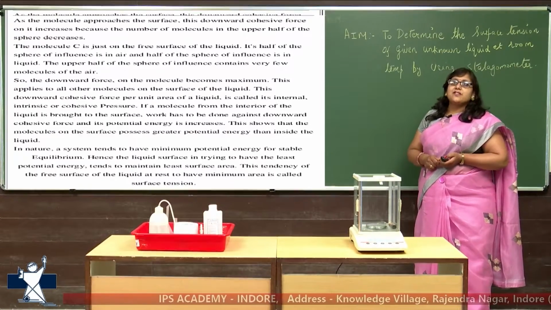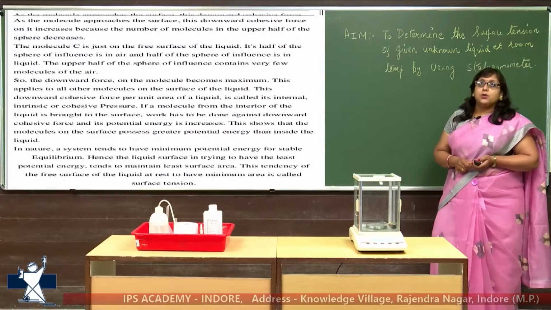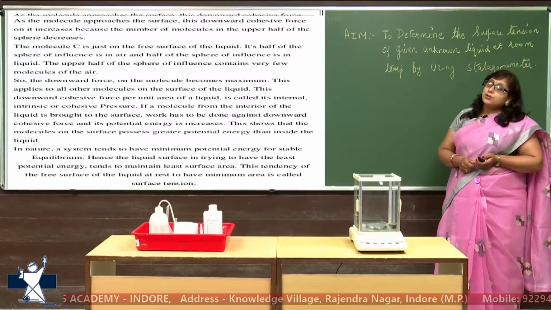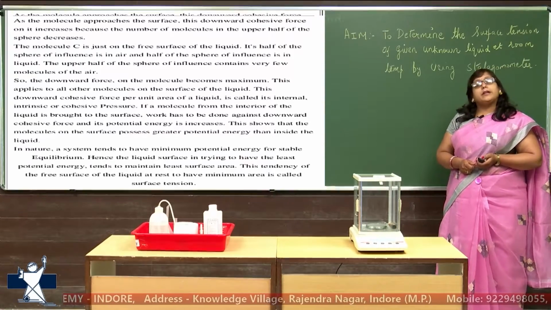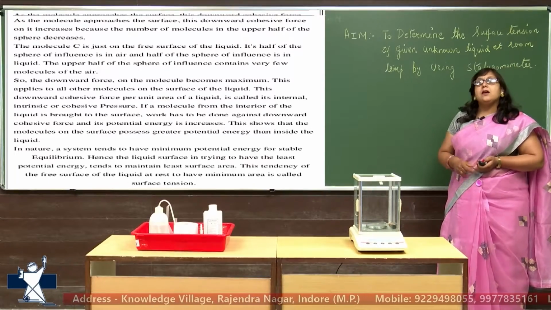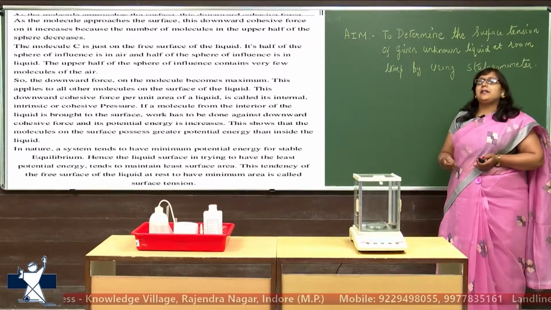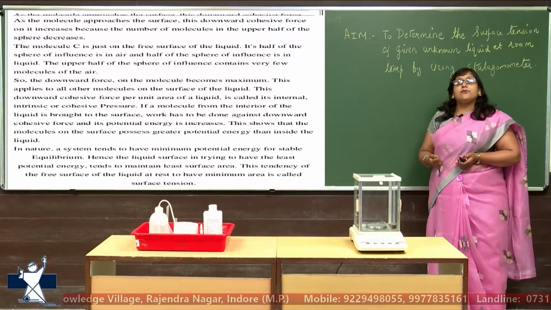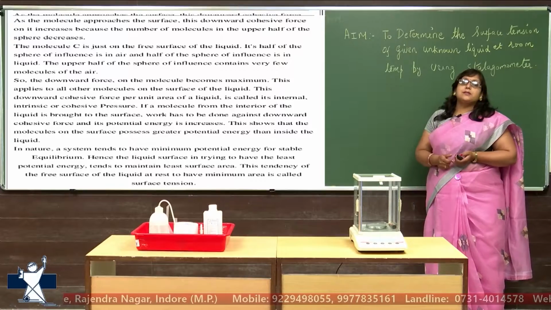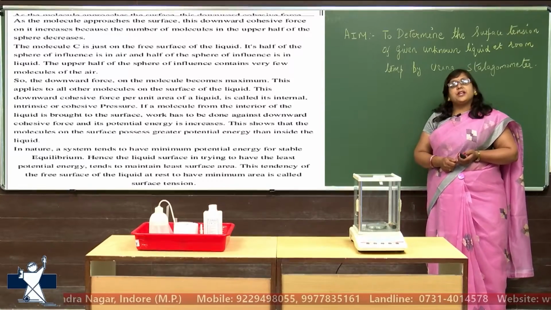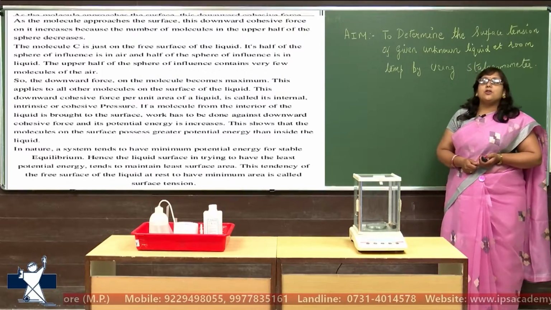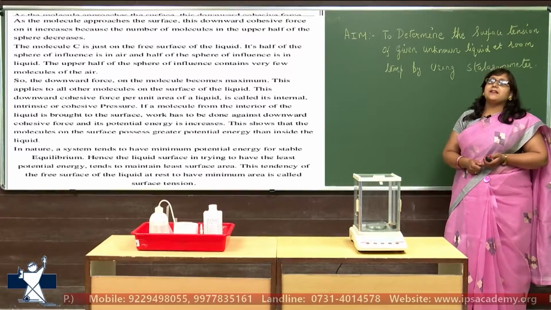This is the intensive or cohesive pressure which is present on that molecule. So if a molecule from the interior of the liquid is brought to the surface, then a certain amount of work has to be done on that molecule against the downward cohesive force, because there is a downward force which is trying to bring it down. To bring it up, we have to do work against that force, and the potential energy will increase. This shows that the molecule at the surface possesses greater potential energy than one inside the liquid.